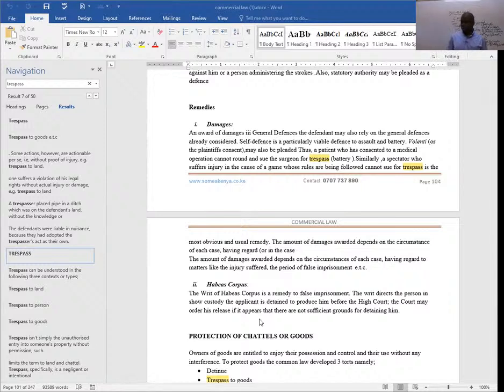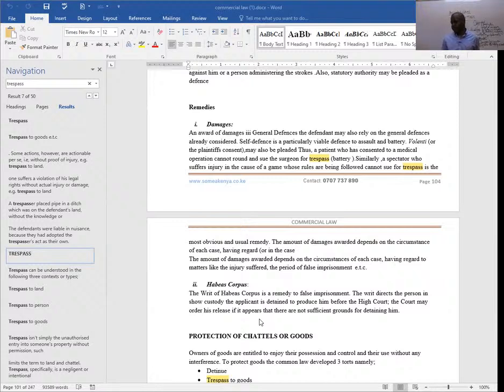We have habeas corpus. Habeas corpus simply means to produce someone, whether alive or dead. If a person cannot be traced and they suspect that someone knows where he is, the court can give out an order, what we call habeas corpus. So the writ of habeas corpus is a remedy to false imprisonment.